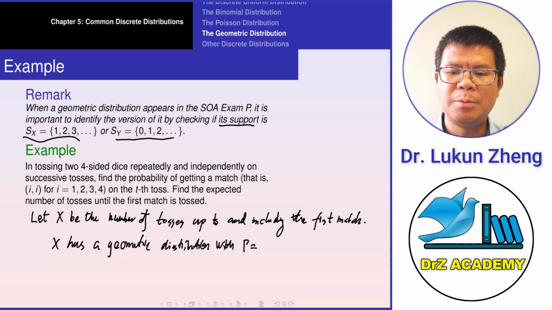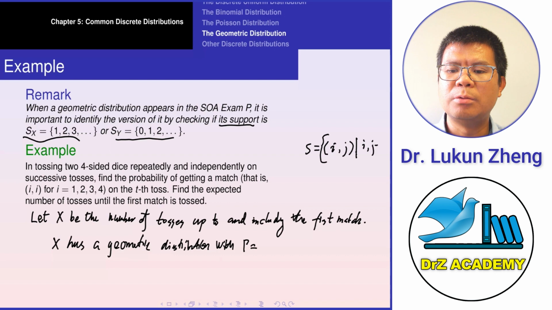The sample space consists of pairs (i, j), where i and j are each 1, 2, 3, and 4. So there are 16 outcomes. The matches are (1,1), (2,2), (3,3), (4,4). So 4 out of 16 is 1 over 4, so p is 1 over 4.